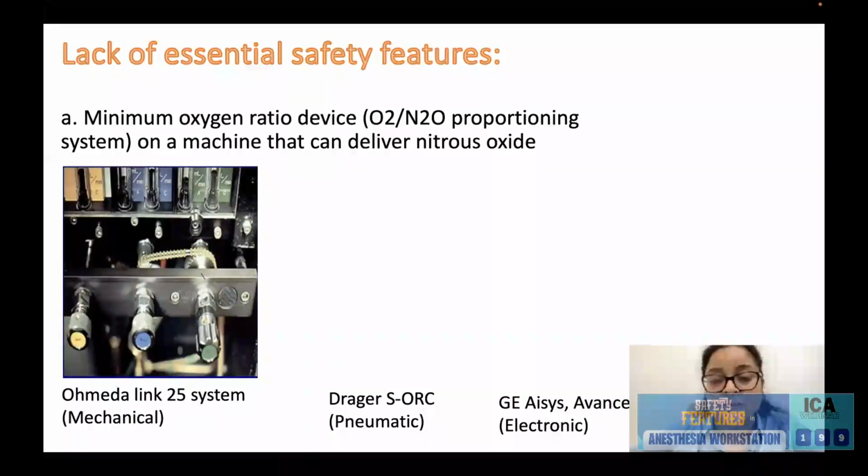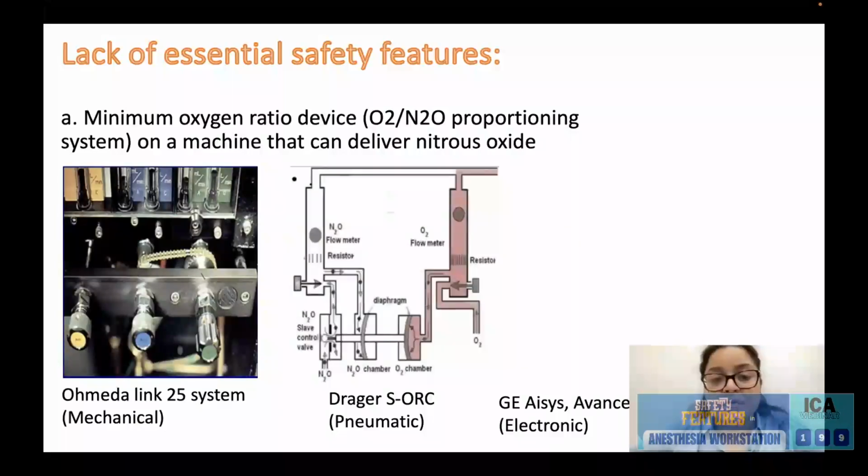Then comes the Drager machine, which has a pneumatic device, also known as a sensitive oxygen ratio controller. It uses a ratio mixer valve. Here the oxygen is supplied to this valve, and it exerts a pressure on one side of the diaphragm, which is opposed by the pressure of nitrous oxide on the opposite side. The diaphragm is constructed in such a way that it ensures an increase in the oxygen flow rate by the ratio of 25% of any increase in the nitrous oxide flow rate.